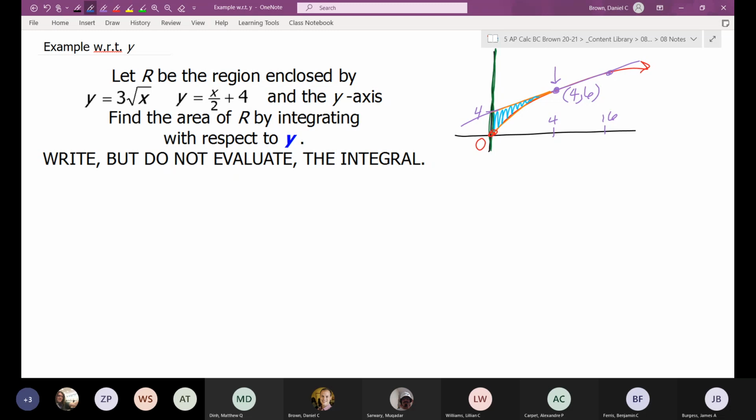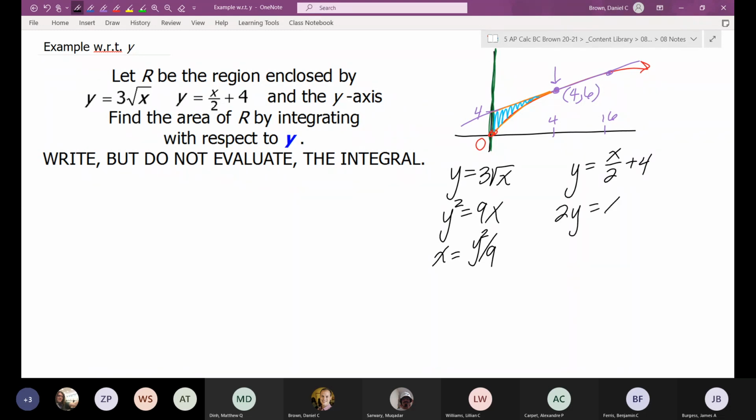So if I'm doing this in terms of y, the first step is this: you want to convert your graphs to be in terms of y. So if I have y is equal to 3 times the square root of x, I can divide by 3 first, then square. So I get x squared is equal to y squared over 9. For that line, again, there are different ways you can isolate the x. I don't like fractions when I'm solving, so I'm going to multiply by 2 first, and then solve for the x. So those are my two graphs in terms of y versus in terms of x.